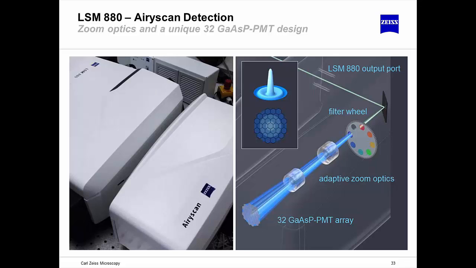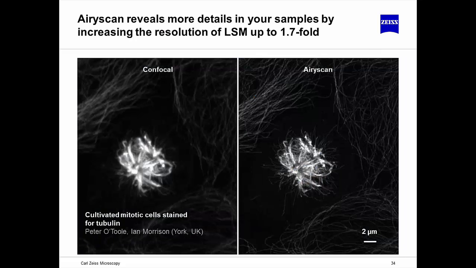So how does it work? Well, the light is passed out of the output port from the LSM 880 through a filter wheel, through some zoom optics, and then it is imaged onto a 32-channel array. And what does this give you? Well, it predominantly gives you much better resolution. Initially, this will give you much better resolution in both X, Y, and Z.